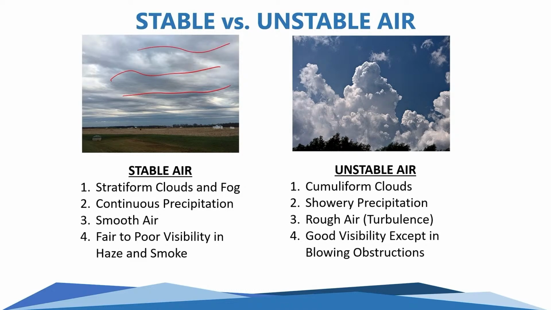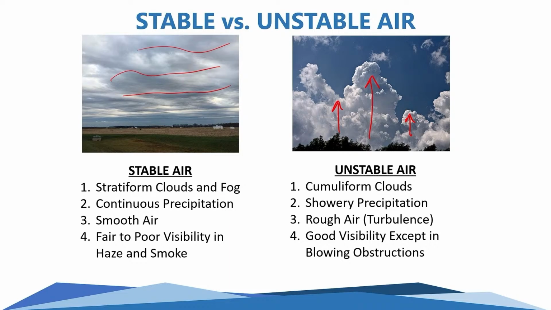Instability in an atmosphere is going to allow either upward or downward disturbances to grow. And right here, the cloud you can see on the right-hand side is called a cumulonimbus cloud, which is basically a thunderstorm. This is clearly allowed to grow either vertically up or down, and that is what we're going to consider unstable air.